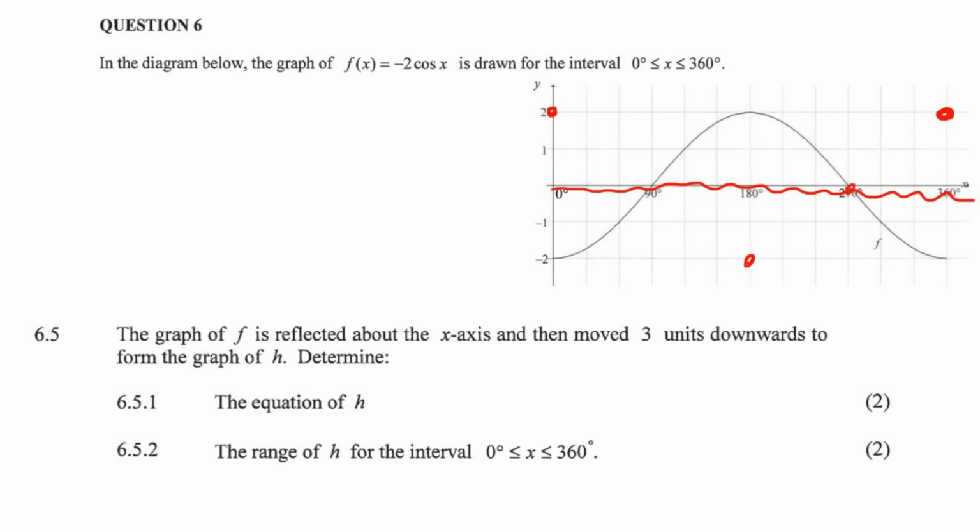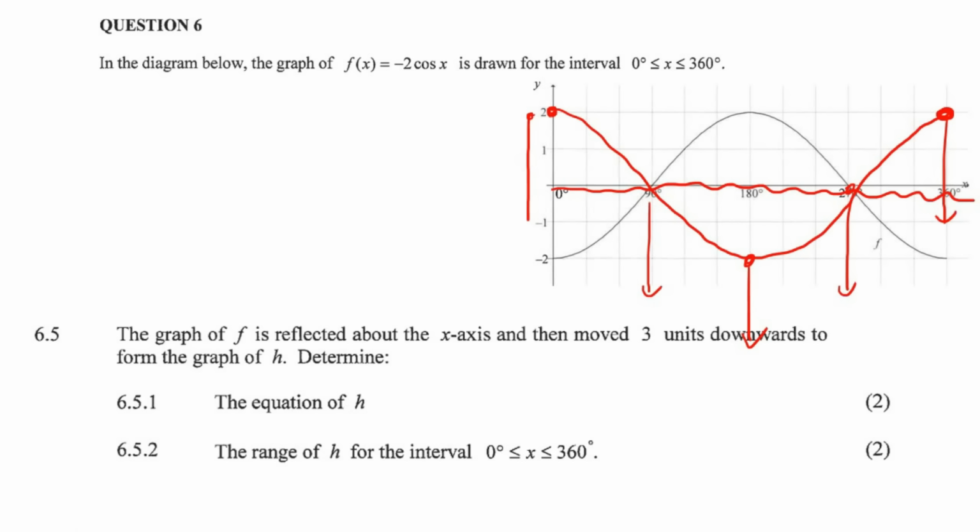And so, if you had to draw that, they're not telling us to draw it. I'm just trying to get us to see what would happen. And then they say it is now moved 3 units down. So what that means is that each of these points is now going to go 3 places down. Okay, so all of those points are going to go 3 units down.